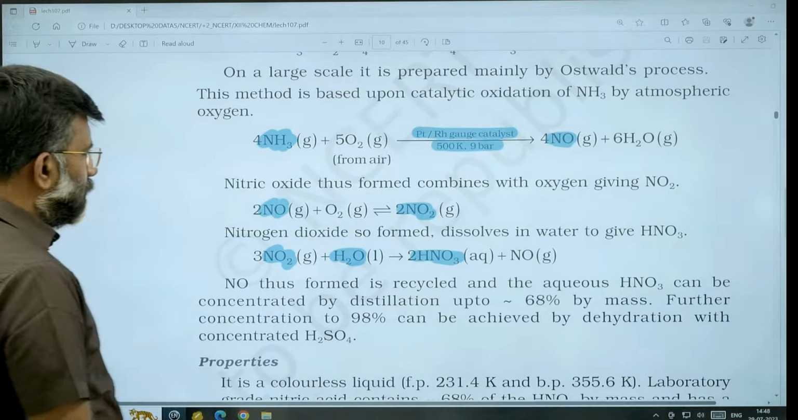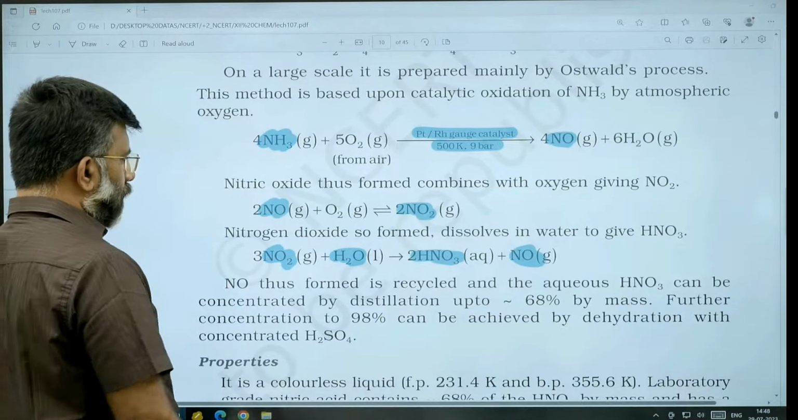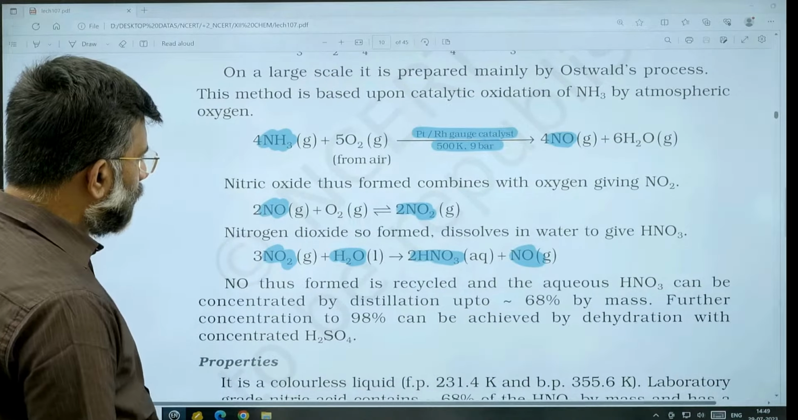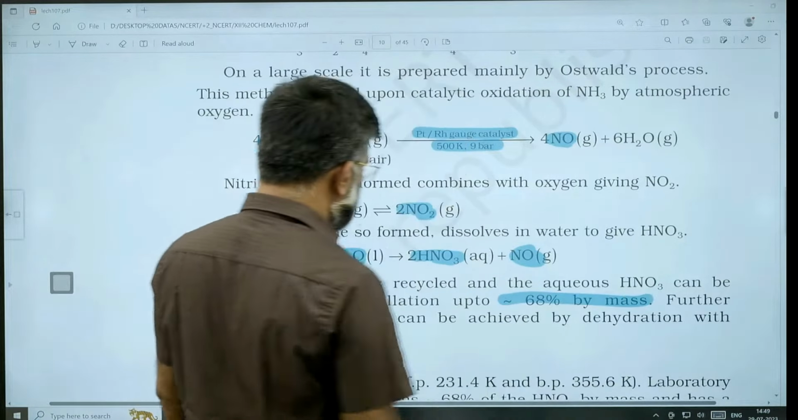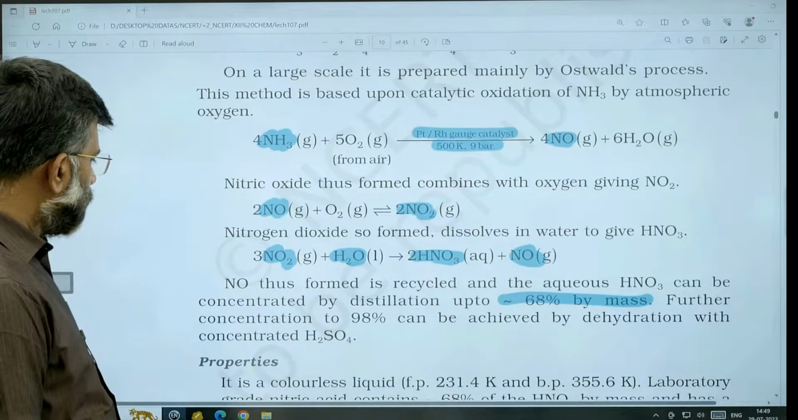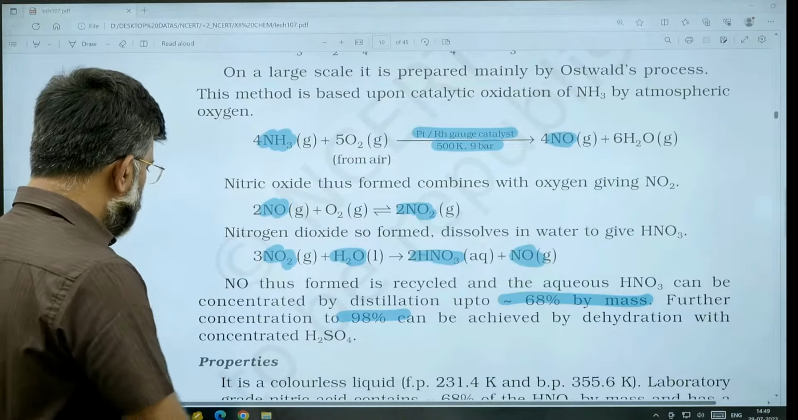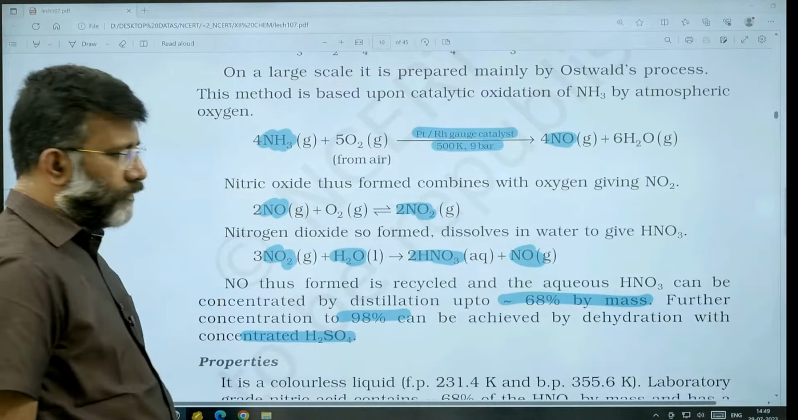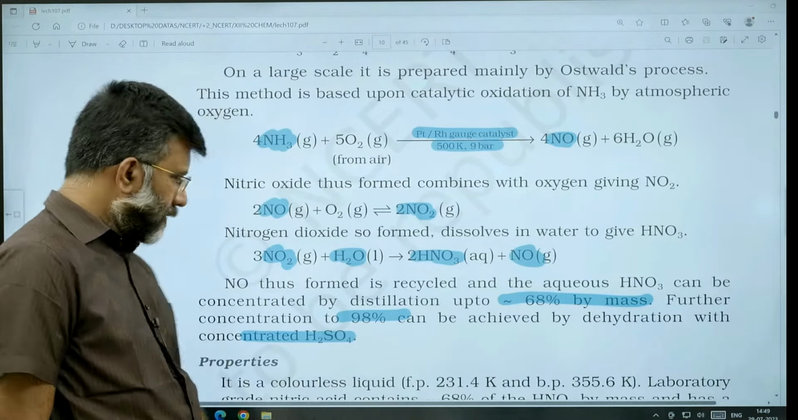Some additional NO will be formed that has not been absorbed properly. It is recycled, and the aqueous HNO3 is concentrated up to 68% by mass. Further concentration up to 98% is achieved by dehydration using concentrated sulfuric acid. That is the Ostwald process for preparation of nitric acid.